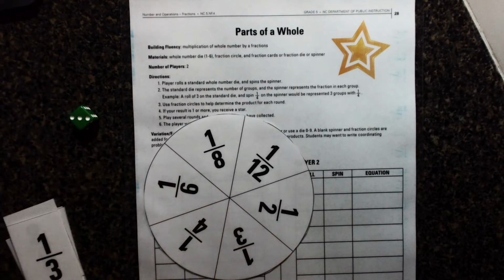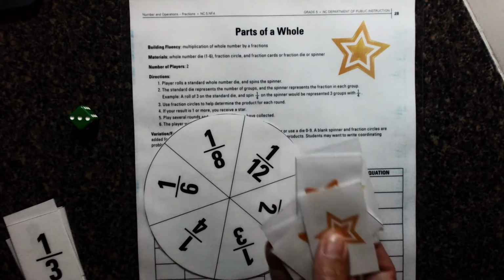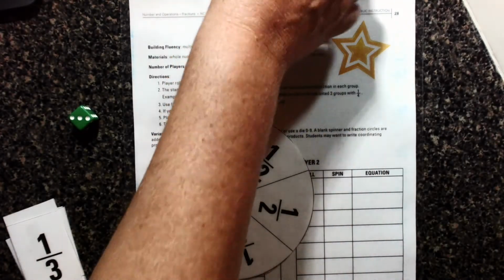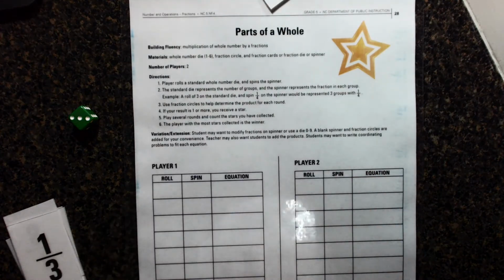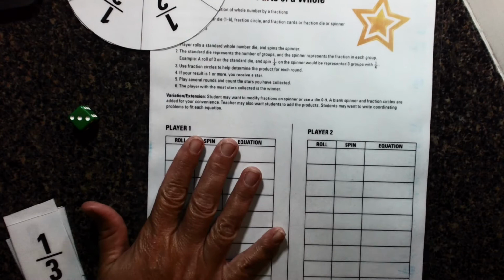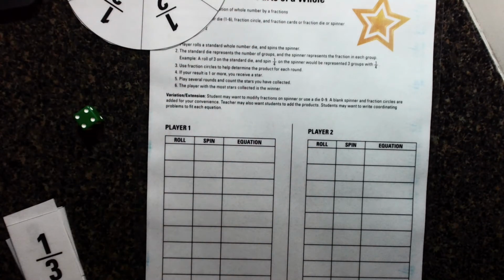Now, I like this because everything is already in the packet to print off, except for the die, of course. And then it also gives you these wonderful little stars so the students can get the stars when they're done. So the point is, you get a star if your product is more than 1. If it's not more than 1, you don't get a star. But you still have to work out the problem. I like that it has a recording sheet. So what they roll and what they spin is all there. So that's important for us.